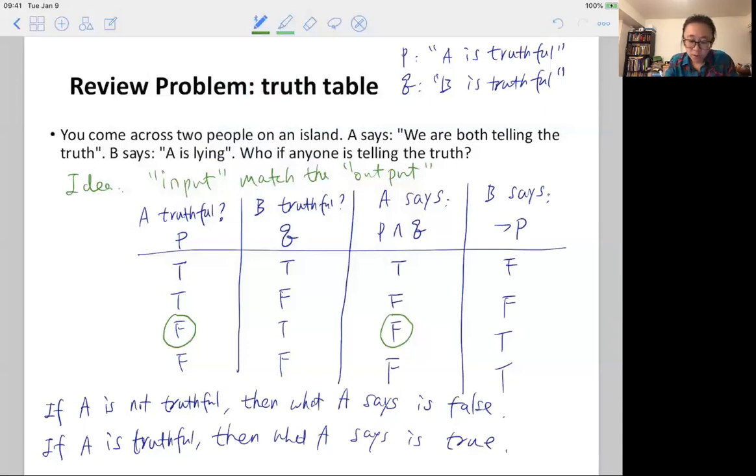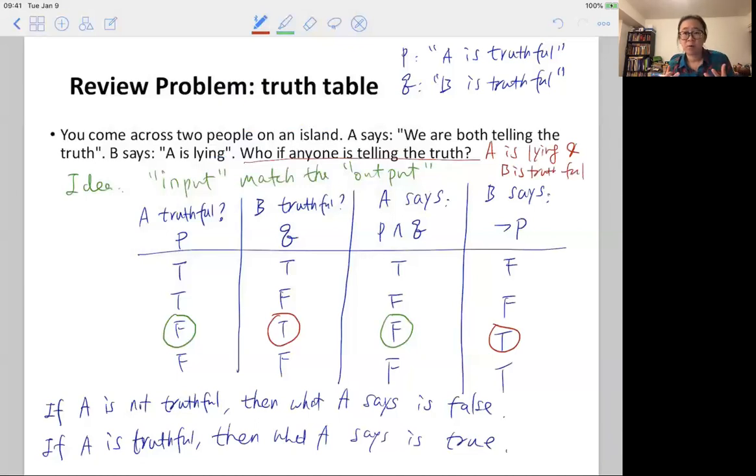Great. Now let's look at B. B is saying the Q has a value, the second column has a value of true. What does that mean? That means B is truthful. Again, if B is truthful, then whatever B says has to be true. That is indeed the case if you look at the fourth column, because that is what he says. So the false of the first column matches the false of the third column, and the true of the second column matches the true of the fourth column. So this is great. This leads to the conclusion that A is not truthful, meaning that A is lying, and B is truthful. That is the conclusion, right? So if I answer this question, A is lying and B is truthful.